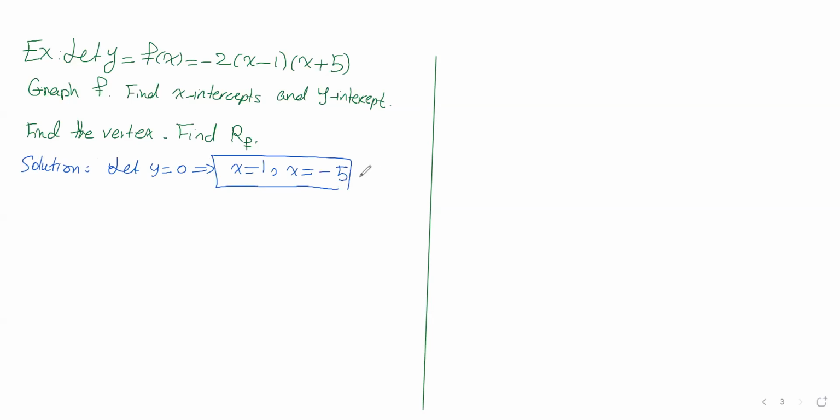So these are my roots. My x-intercepts are 1, 0 and -5, 0. And then my y-intercept: you let x equal 0. I'm just going to write it down. When x is 0, you get -1 times -2 is 2, and 2 times 5 is 10, right?